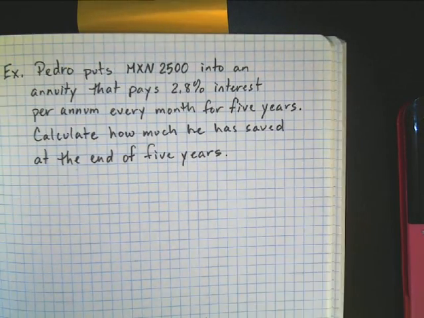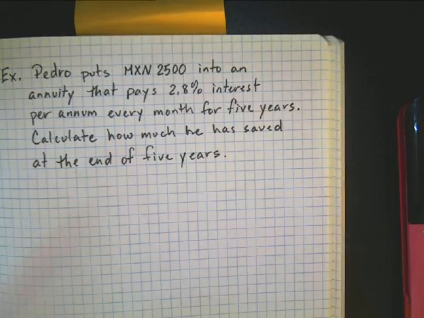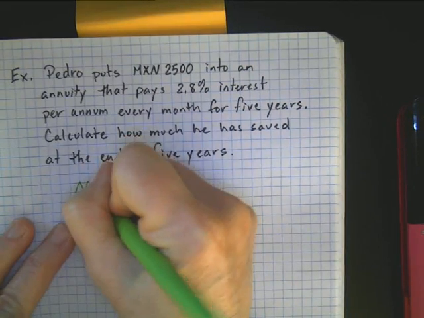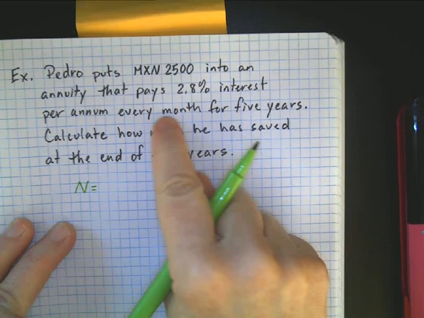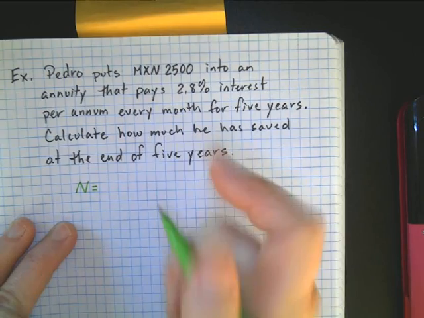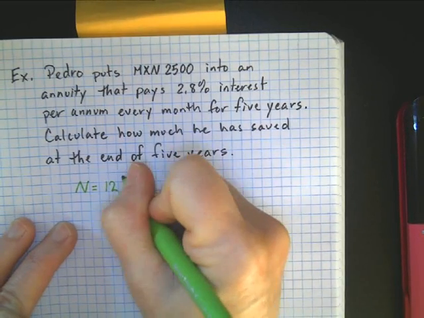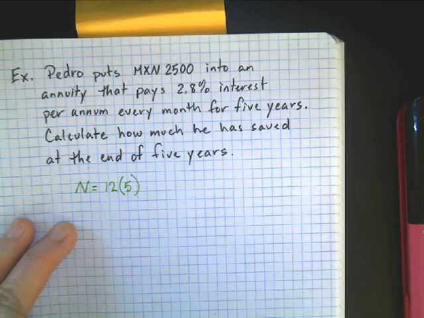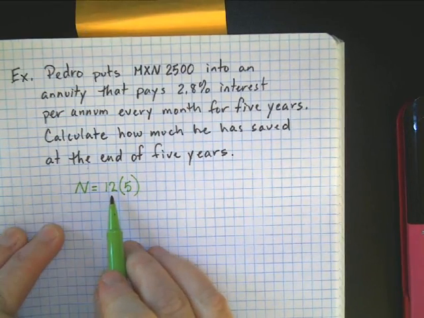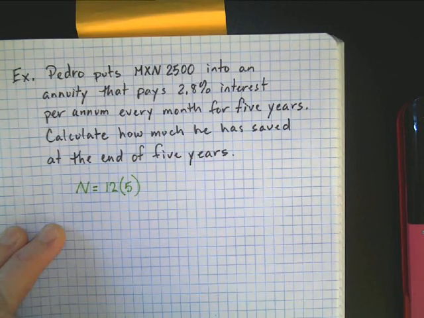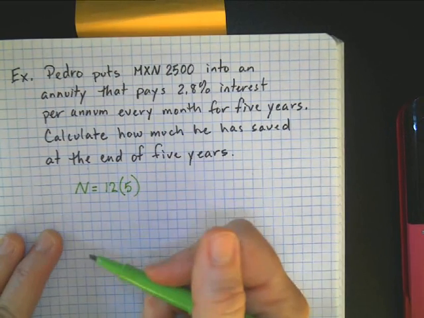All right, so we want to set up our letters. So our N, number of compounding periods. Well, he's going to be putting in the money every month. So there's 12 months in a year. So we're going to have 12 months times the number of years, and that's 5 years, right? So number of compounding periods times 5, because we're putting in this money every month. We're not just doing it every year. Wow, that's really good savings on Pedro's part.